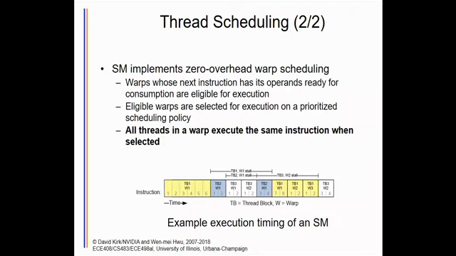So the hardware will have a priority mechanism, which they don't tell us how they do it, to select from the warps whose operands are ready, and they will select the next warp for execution. Okay, so this is scheduling. And all these threads in a warp will execute exactly the same instruction when selected.